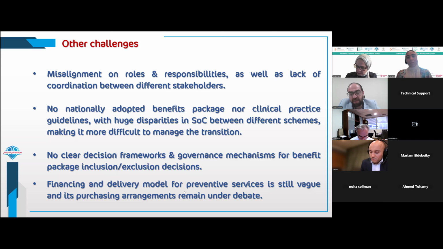We don't actually at the UHIA have developed yet a clear decision framework and criteria for benefit package inclusion and exclusion. And also another challenge is that the financing and delivery model for preventive services and public health services, and basically services that are not under UHI coverage, there's still a degree of ambiguity, and the financing and delivery model and the purchasing arrangements for these services are still under debate between the Ministry of Health and EHA, for example, which is the main public provider.